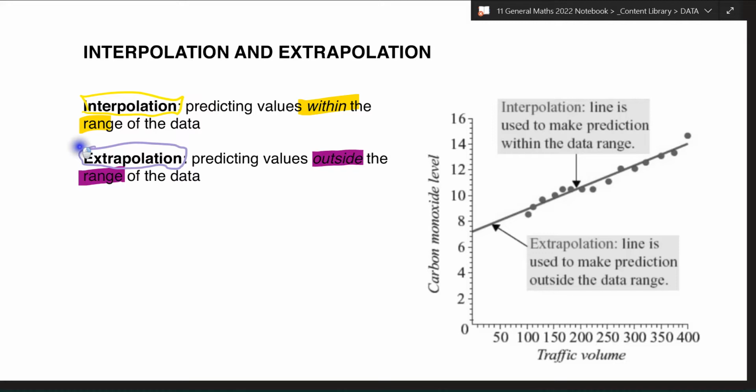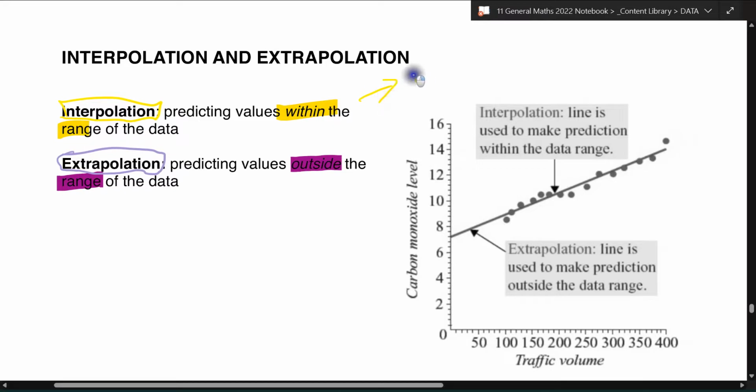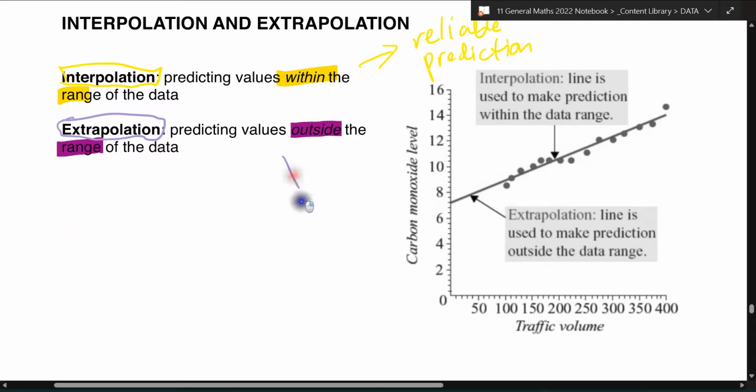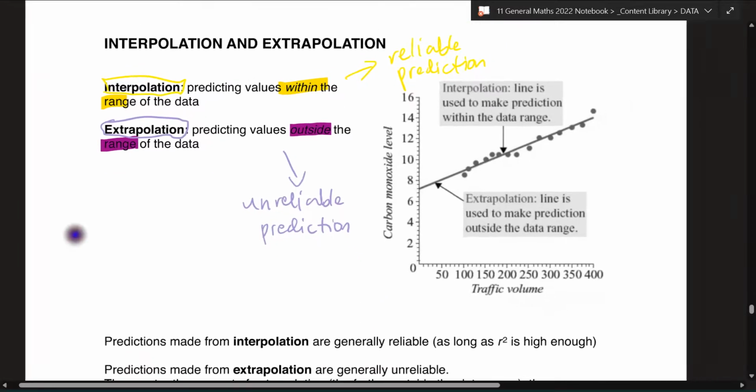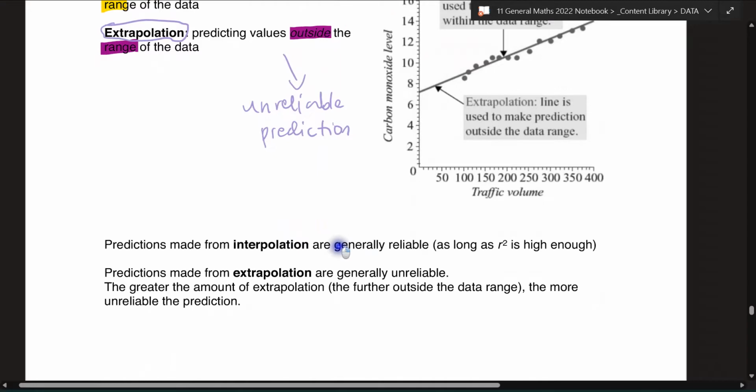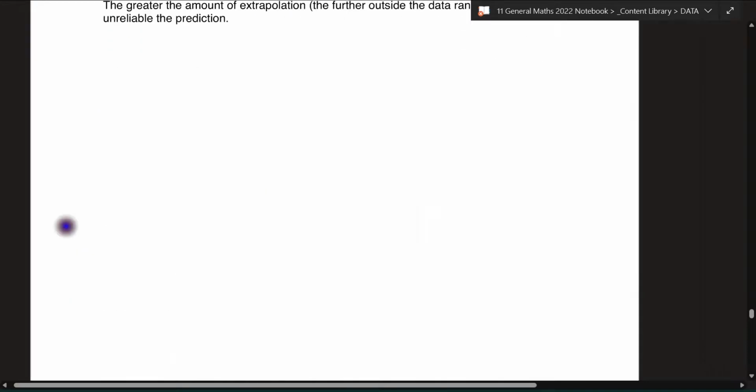A couple of things to remember about interpolation and extrapolation. Can you see with the yellow? For interpolation, it's a reliable prediction. So when you're predicting within the range, it's reliable. If you're making an extrapolation prediction, it's unreliable. So remember those two things: interpolation, reliable; extrapolation, unreliable. And it also states it here. All right, let's keep going.